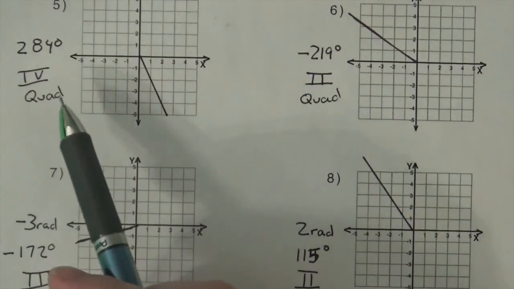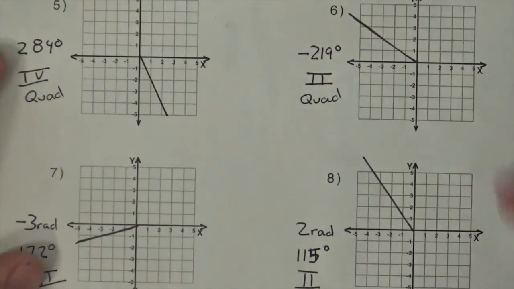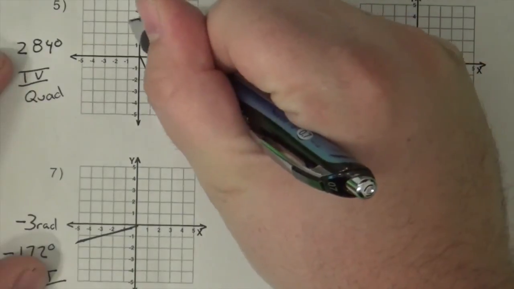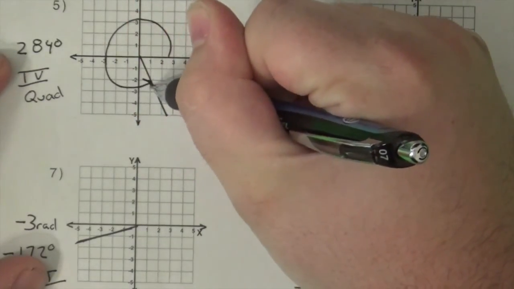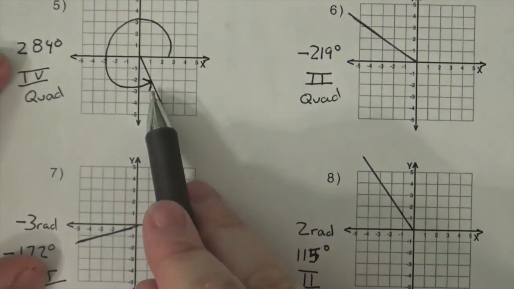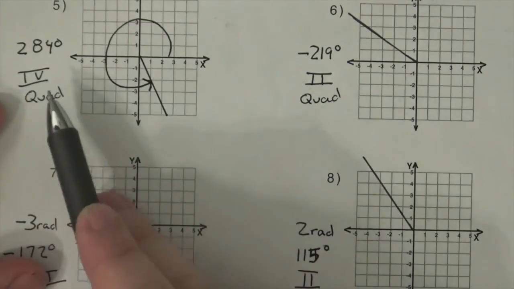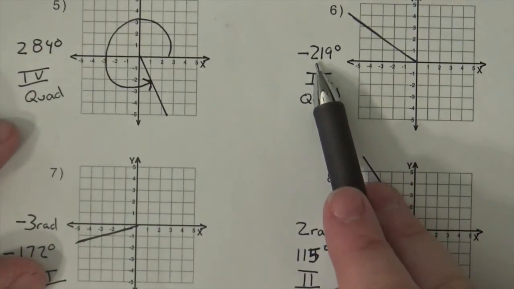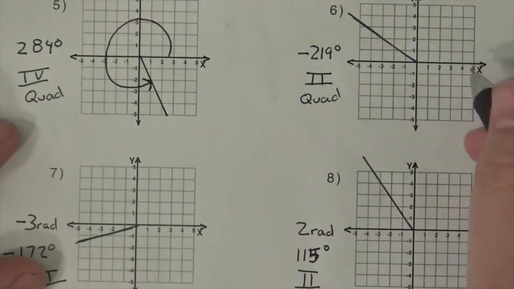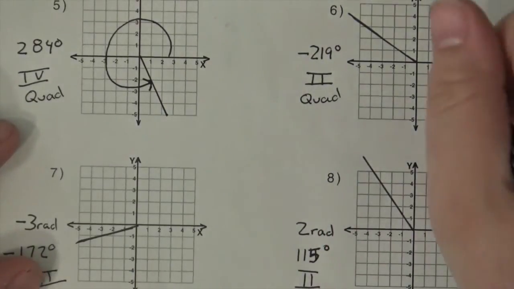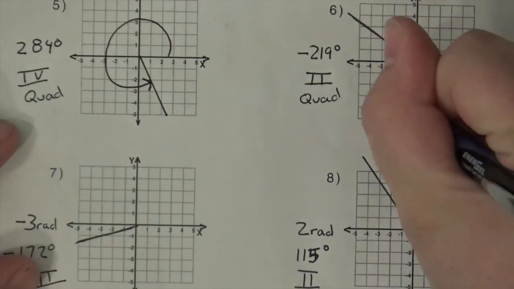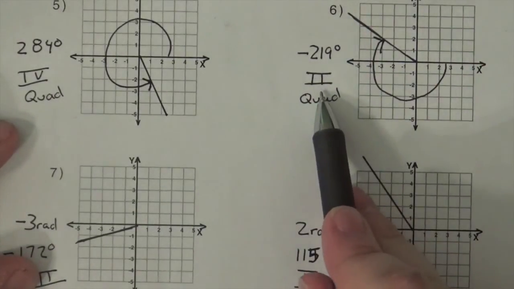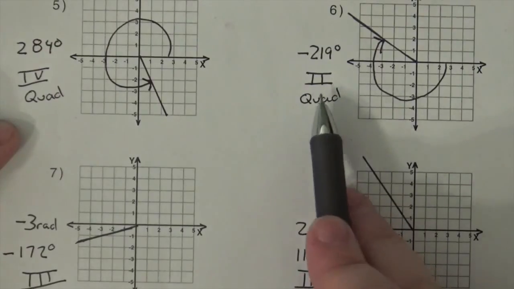In this first one we have 284 degrees. We start with our initial side and keep going around until we get to our terminal angle, which is 284 degrees, and it's going to be in our 4th quadrant. Our next one is negative 219 degrees. We start with our initial side and go back until we stop at our terminal angle, which happens to be in our 2nd quadrant.